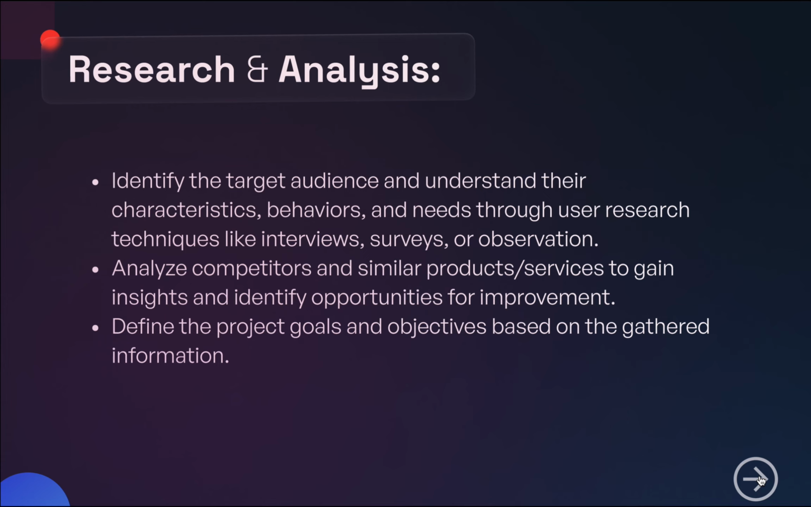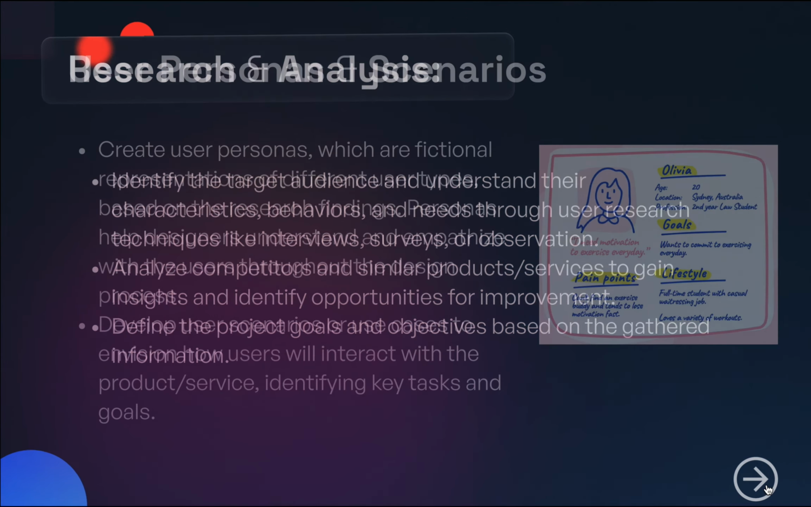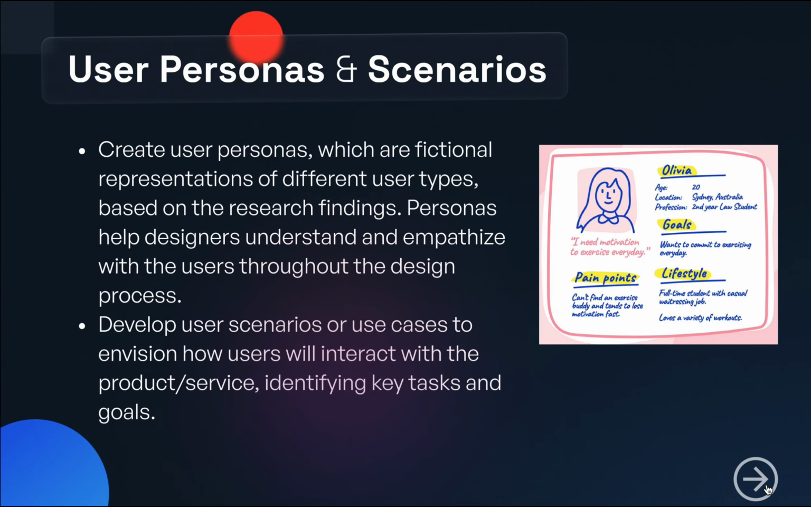The third thing is define the project goals and objective based on the gathered information. So when you're done with your research, be able to put these things together and come up with goals for your own project. The next thing is developing a user persona or scenarios. So what that means is you're trying to design a fictional representation of your users.